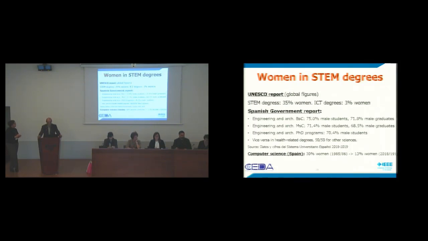numbers of the Spanish university system, we can see that 75% of the bachelor students in engineering and architecture were men, 71.4% in master students, and 70.4% in PhD programs. Surprisingly, the percentage of graduates in bachelor and master is slightly smaller. So that means that women have, on average, slightly better performance than men in these degrees.